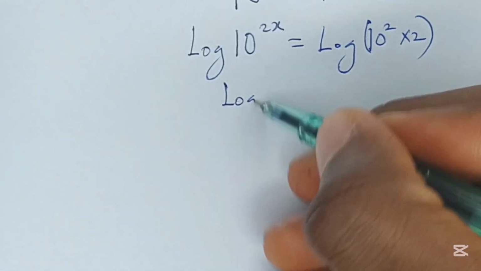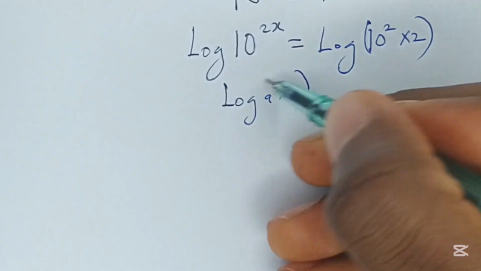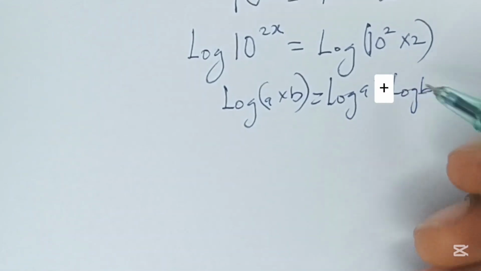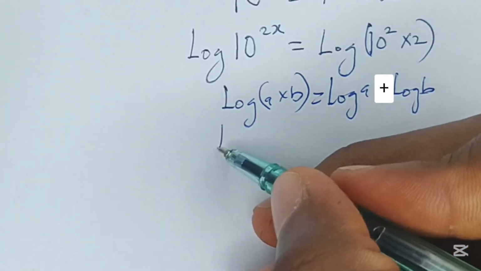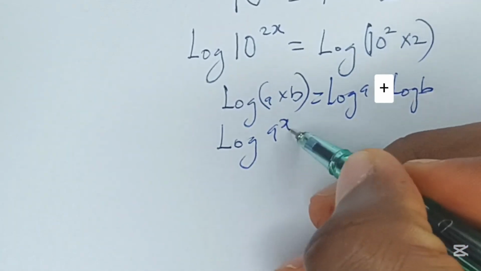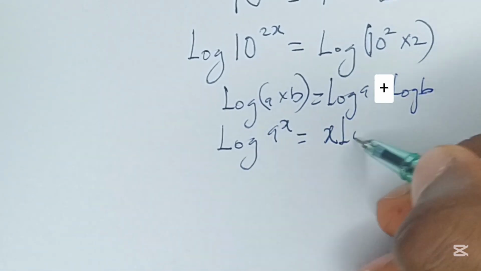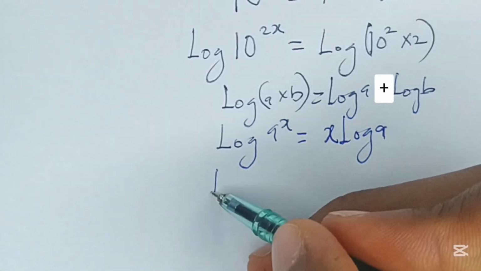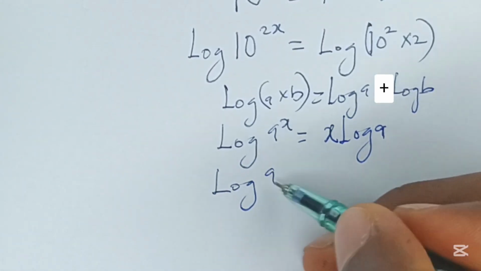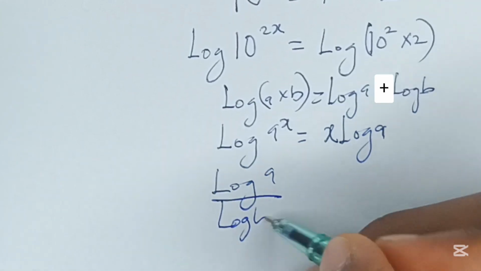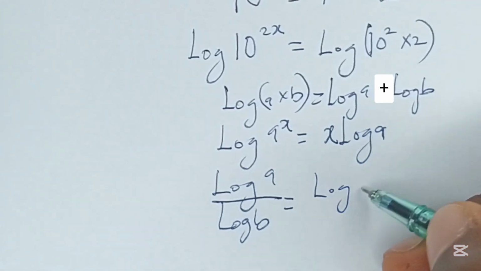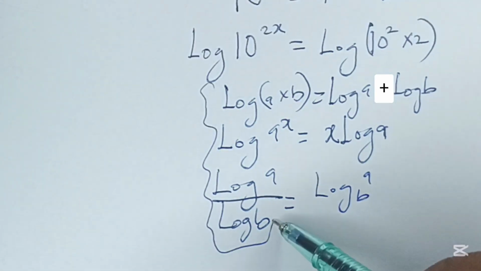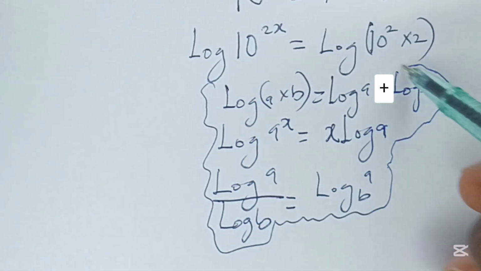First one being that logarithm of a times b is equal to logarithm of a plus logarithm of b. Secondly, logarithm of a to the power of x is equal to x multiplied by logarithm of a. And the third important law in this solving is that logarithm of a over logarithm of b is equal to logarithm of a in base b. Just remember these three laws because they're going to be very crucial in our solution.